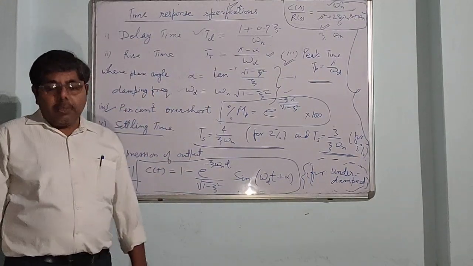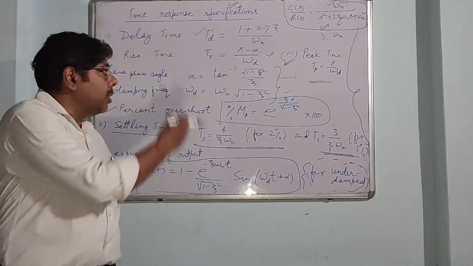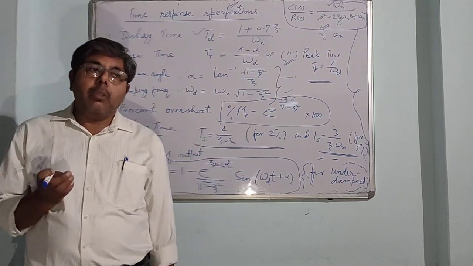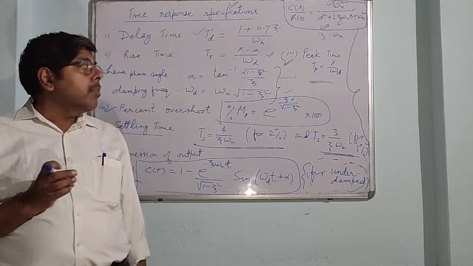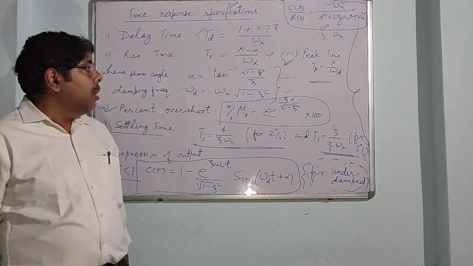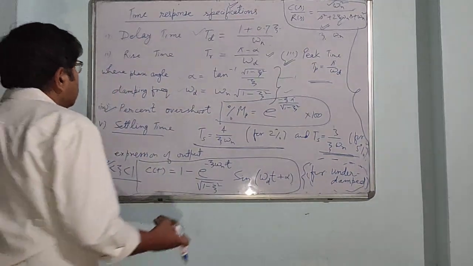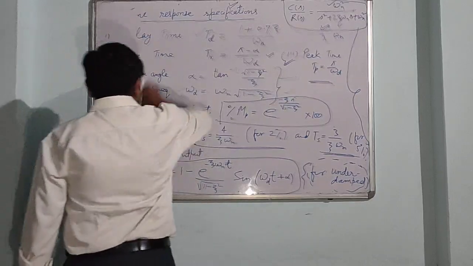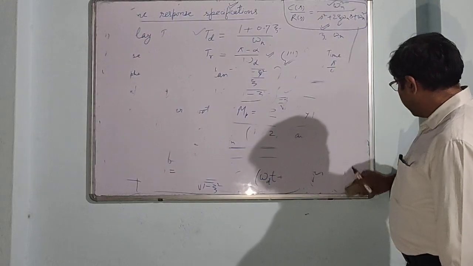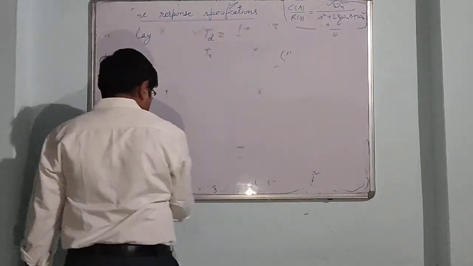So we can calculate all time domain specifications by using all these expressions. We have to simply calculate two values first: natural frequency omega n and damping factor zeta. From these two values, we can calculate all other values. So now we will take numerical problems on these expressions. We will solve all specifications for second order system by using all these expressions.